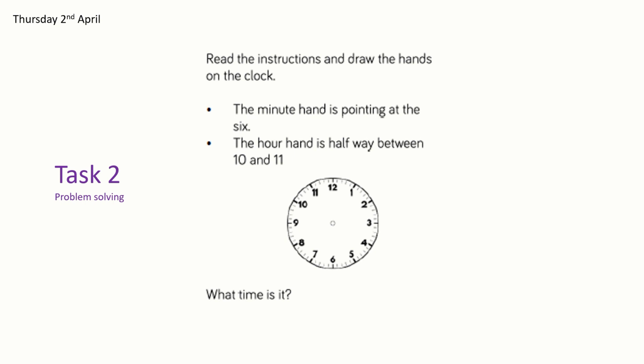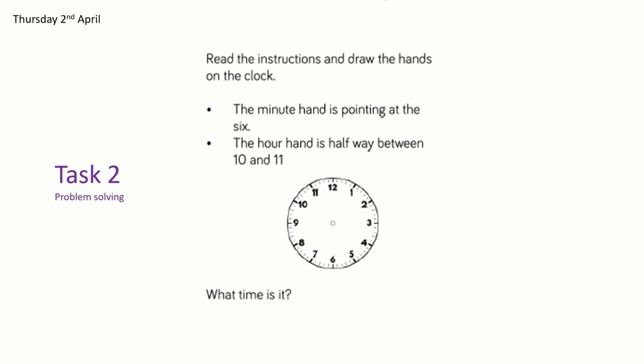The minute hand is pointing at the 6. The hour hand is halfway between 10 and 11. What time is it? So we need to draw that minute hand and that hour hand and work out what time it is. I'll have a go in a minute, but you give it a go first. Have a pause and think.